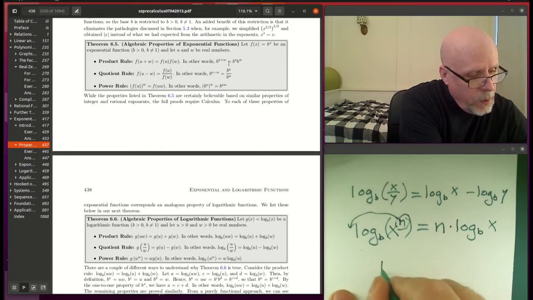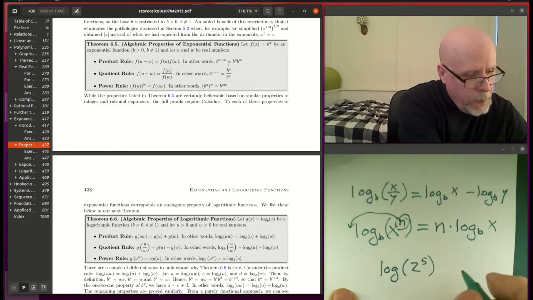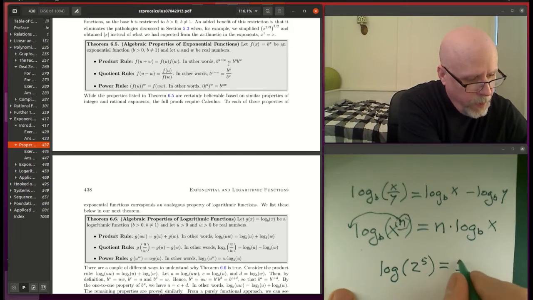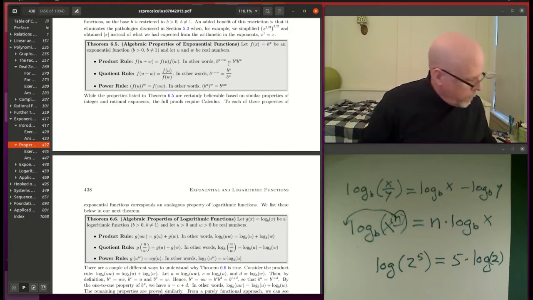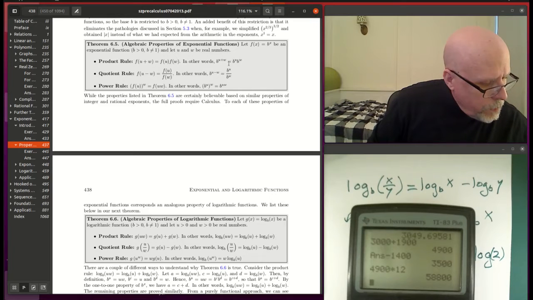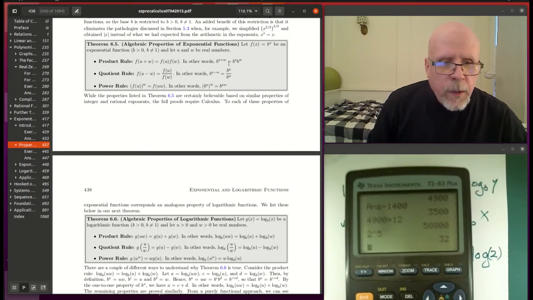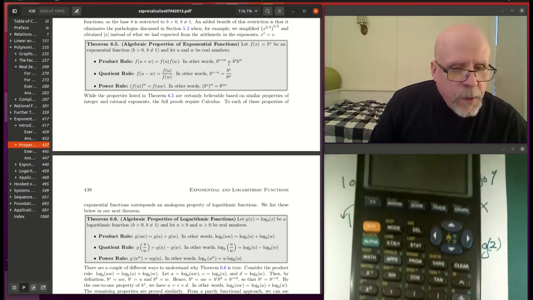That is, if I had log base 10 of 2 to the 5th power, I could just pull that 5 out front and take the log base 10 of 2. Get the same number. I'm going to pull out a calculator, which I had handy, here it is, and just verify that for us. What is 2 to the 5th power? I shouldn't need a calculator for that. That's 32, right?